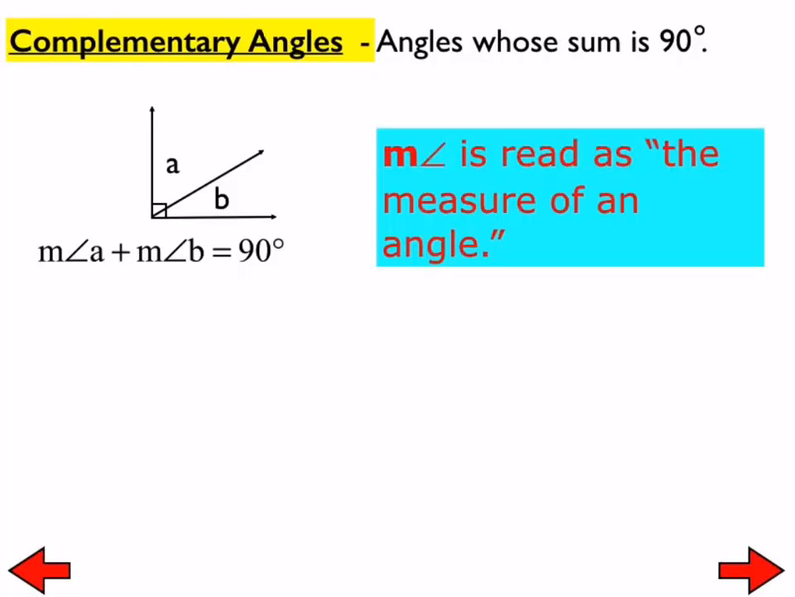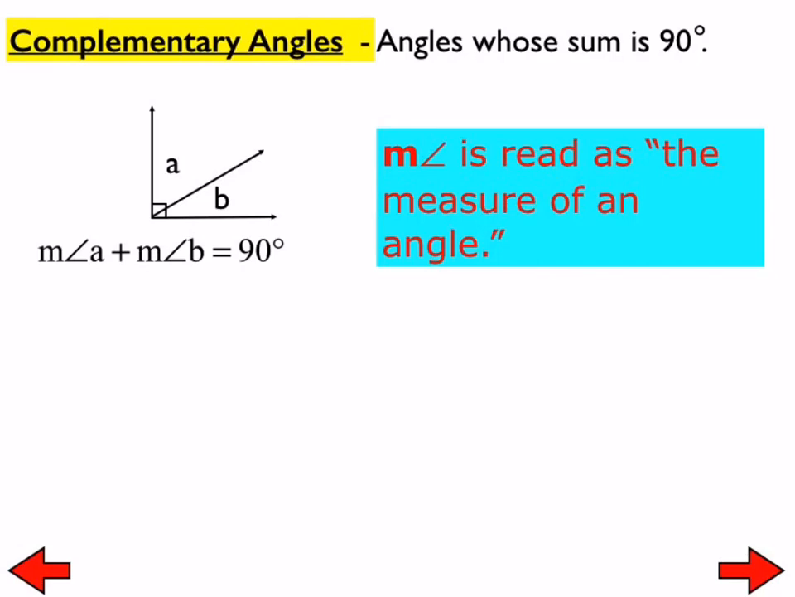And so I think you have another blank area to fill in here. The measure of an angle is read as, or we read that as, the measure of an angle. That's just kind of a shortcut way of writing that down.